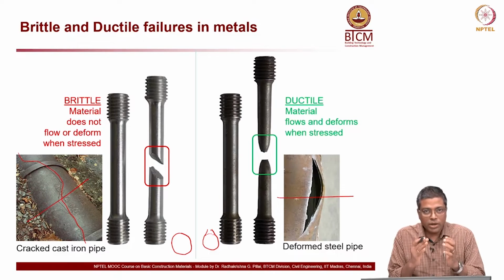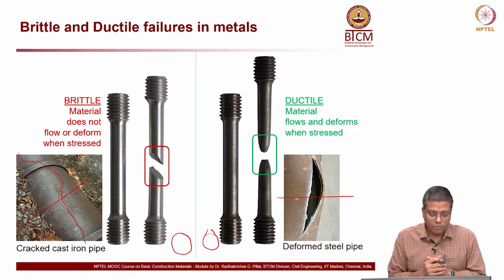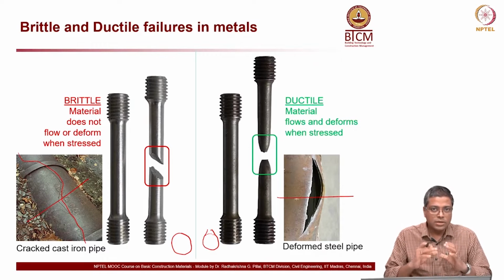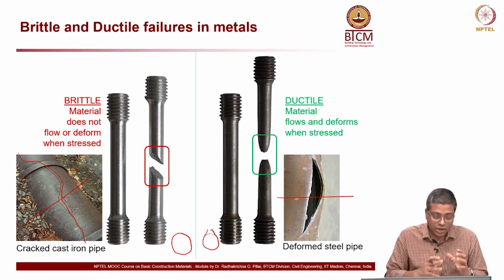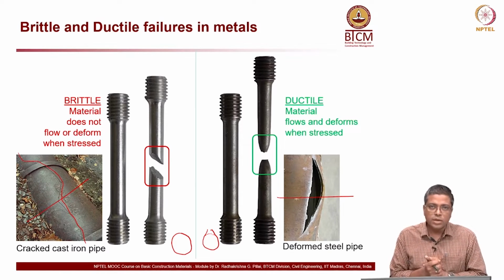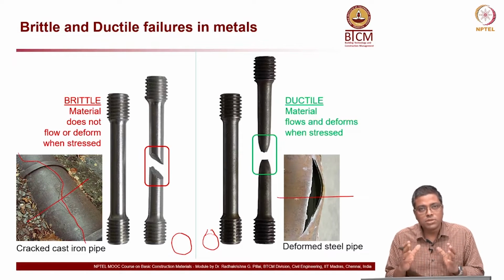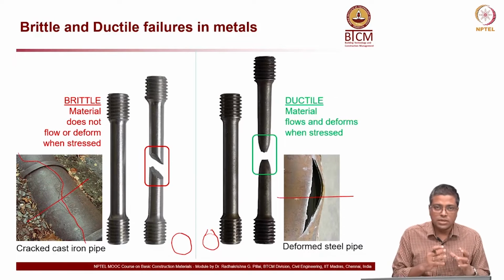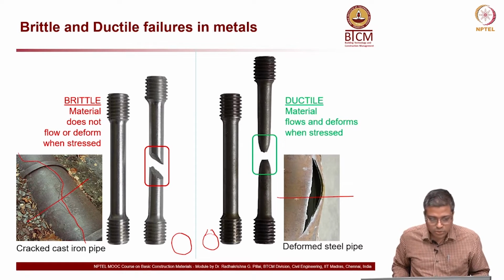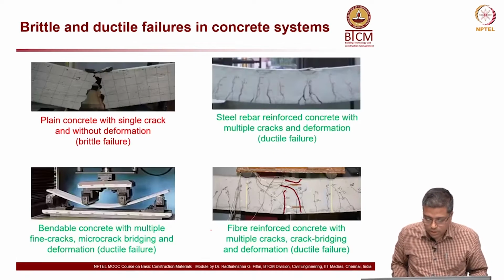So, it has opened up and deformed, whereas on the left side the cast iron, which is a very brittle material, just cracked, that is all. There is no deformation to the shape of the material. That is a key difference between a brittle material and a ductile material. The ductile material deforms before it fractures, whereas the brittle material does not deform, it just breaks into two pieces.